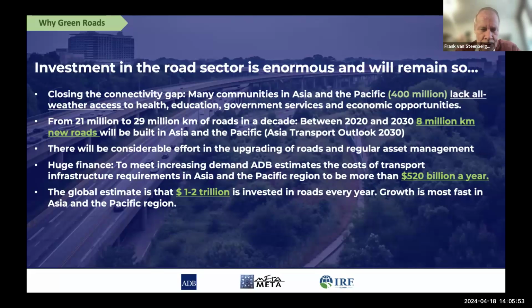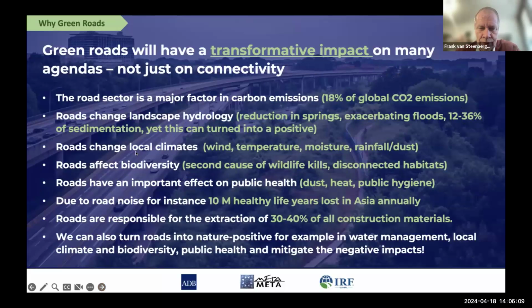And the finance involved in all of this is important. If we all focus on the other functions of roads, apart from connectivity and road safety, I think we can do a tremendous job, because the road sector is a major factor in carbon emissions, 18% of global CO2 emissions.